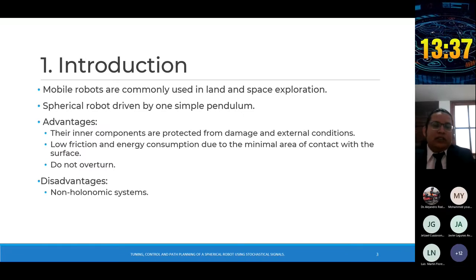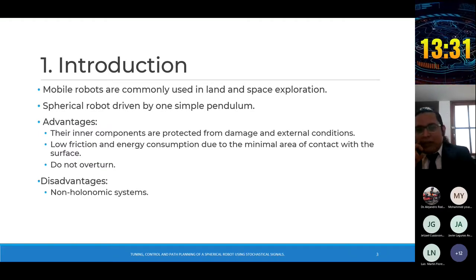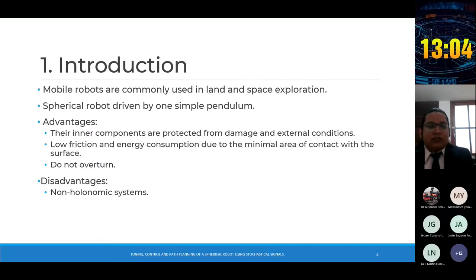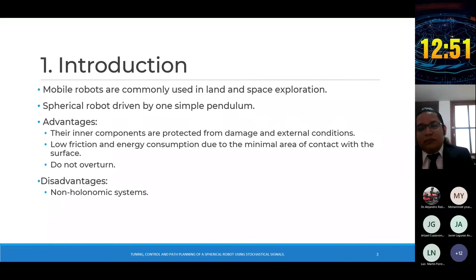So the first advantage is that their inner components are protected from damage, such as external shocks and external conditions, such as humidity, dust, water, and so on. The minimal area of contact that these kinds of robots have with the surface leads us to have low friction and low energy consumption. And due to their spherical shape, they are not capable of overturning. So we can recover the robot in harsh environments.